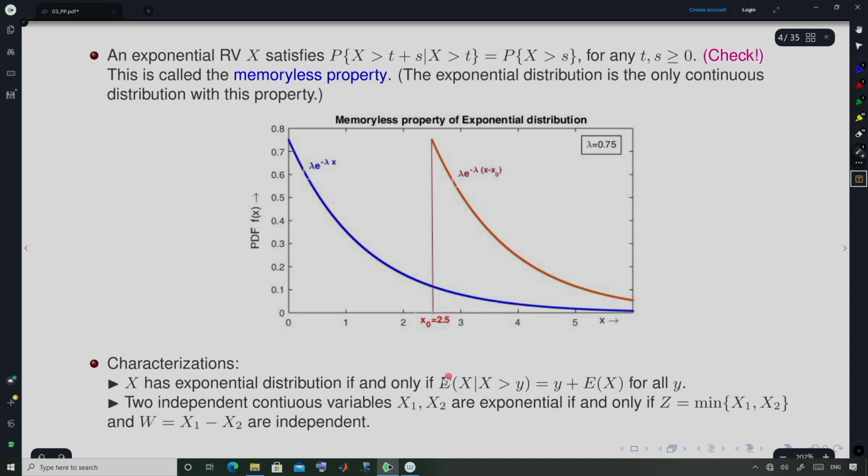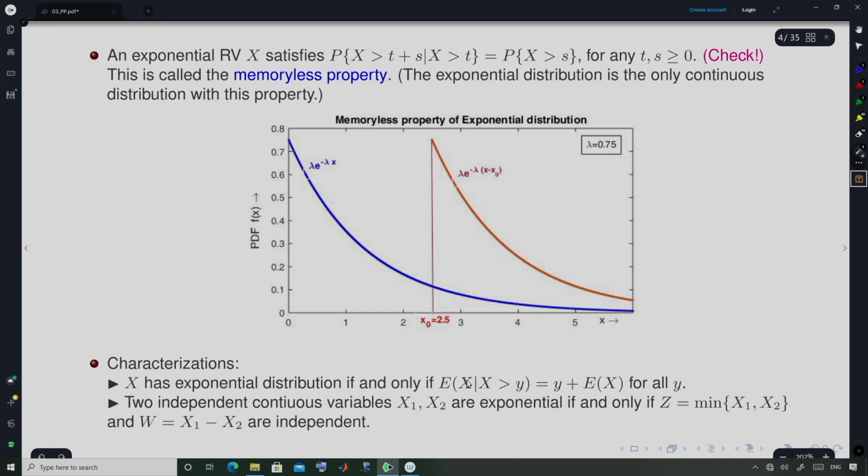What is this? Expectation of x given that x is greater than y would be y plus expectation of x for all y, right. Intuitively you can understand this must be true because of this memoryless property. It does not matter whether you have crossed up to time y, because the distribution is going to be the same. So, the expectation is going to be the same. So, it is simply adding up to y plus expectation of x, the original one, right.